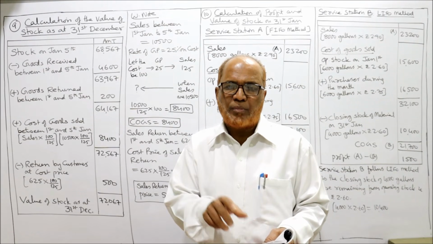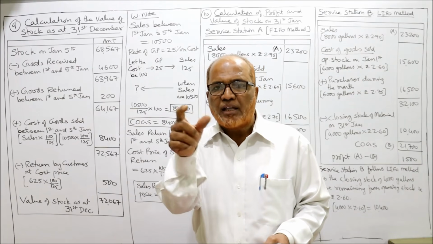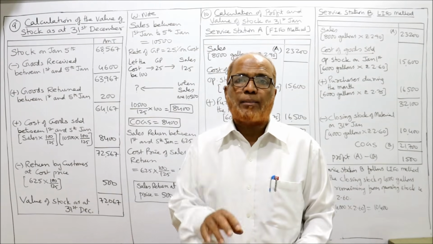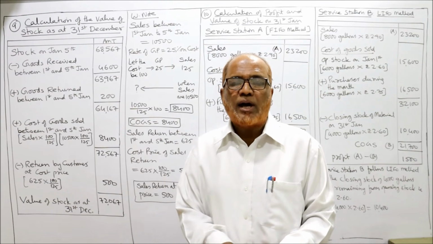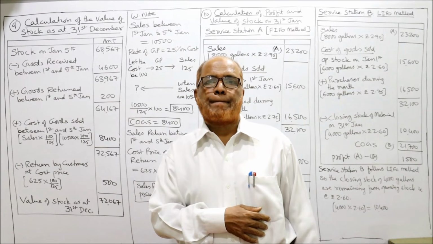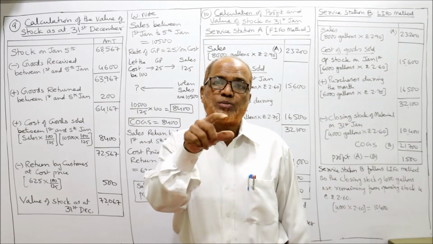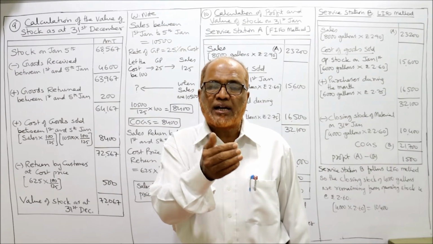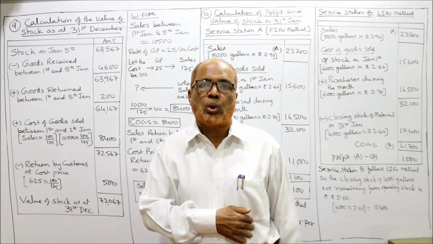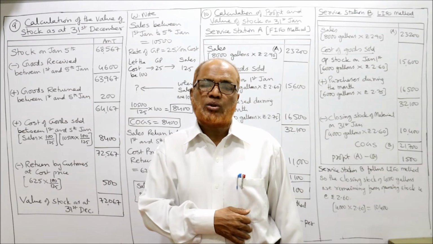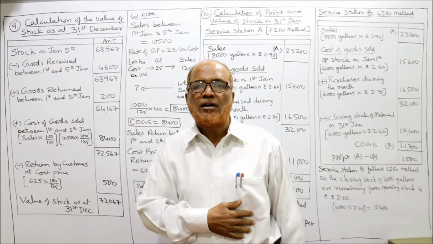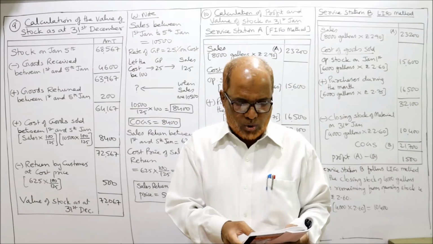These sales we have made from 1st Jan to 5th Jan, these goods were lying in the stock on 31st December. So we have to add back the sales. But remember, sales includes profit. So we have to deduct the profit from sales and find out cost of goods sold, cost of sales. So instead of adding back the sales, we have to add back the cost of sales, cost of goods sold.